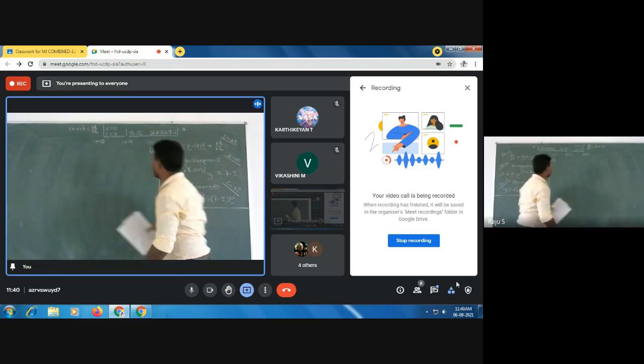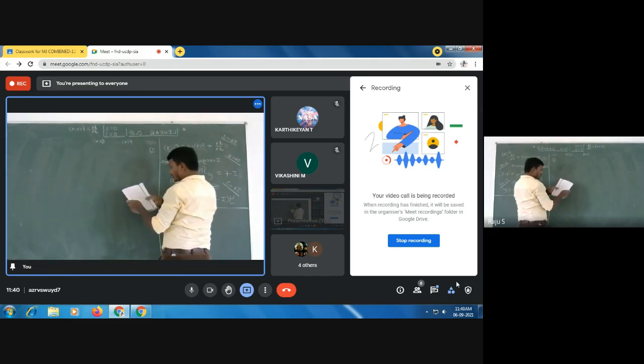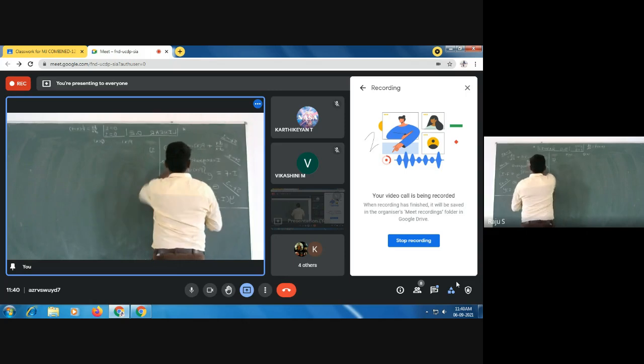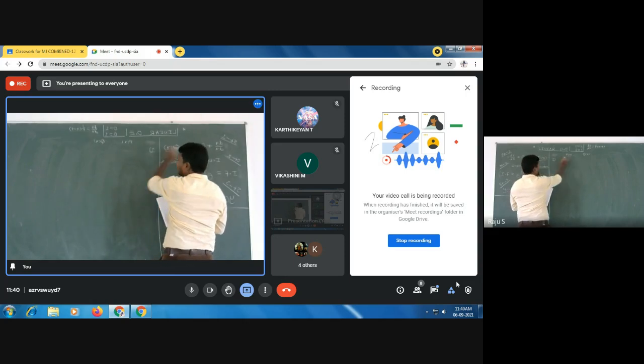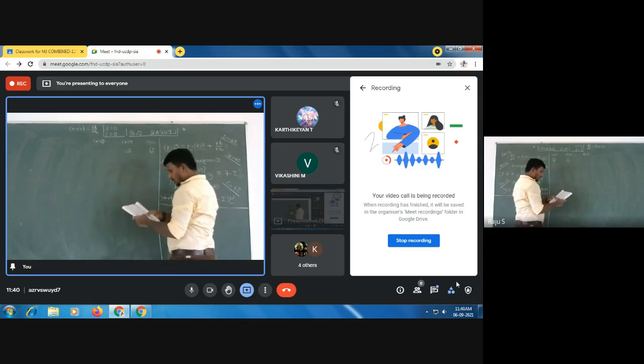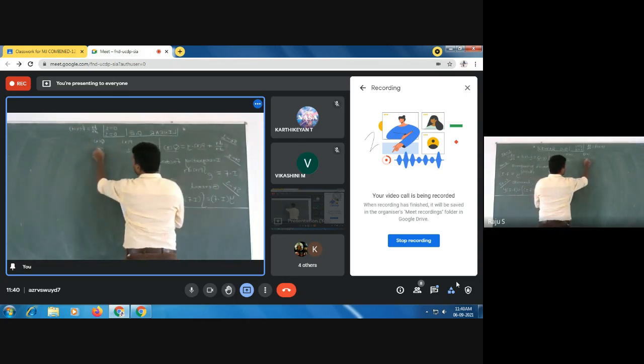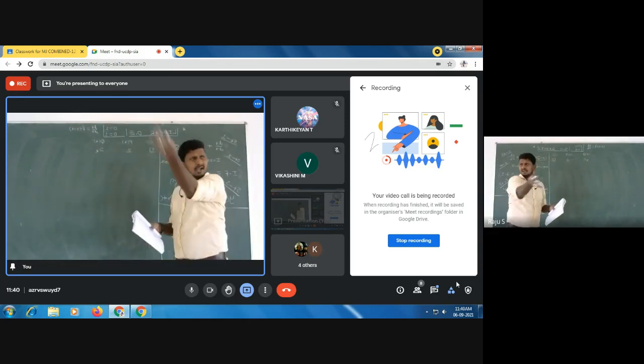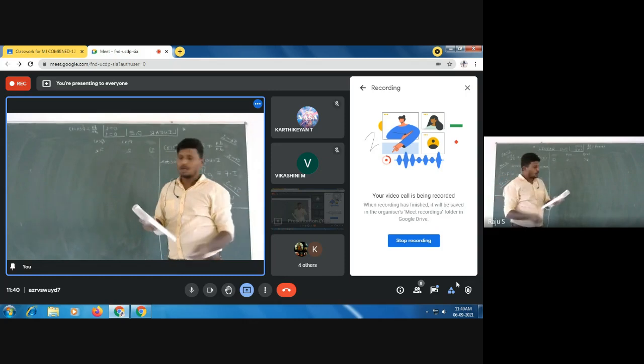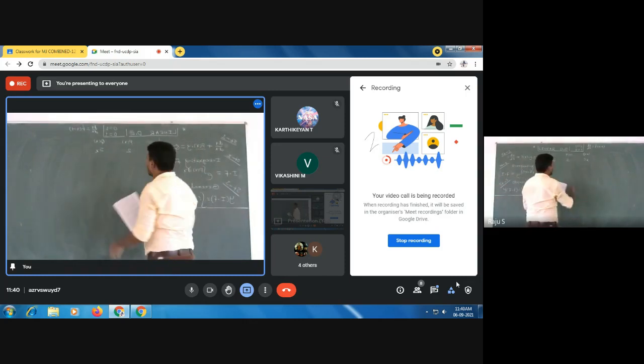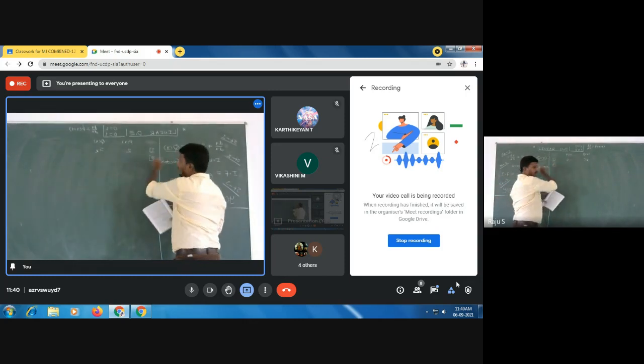Okay, what is P of x? The coefficient of y in the first question: 2. What is Q of x? Sin x, the right side value completely is Q of x. Okay, second question. Is the second question in standard form?